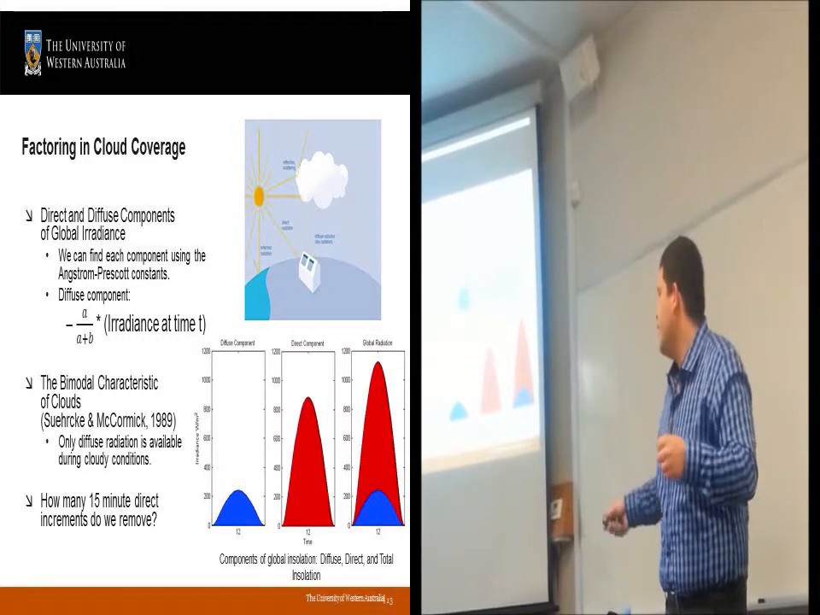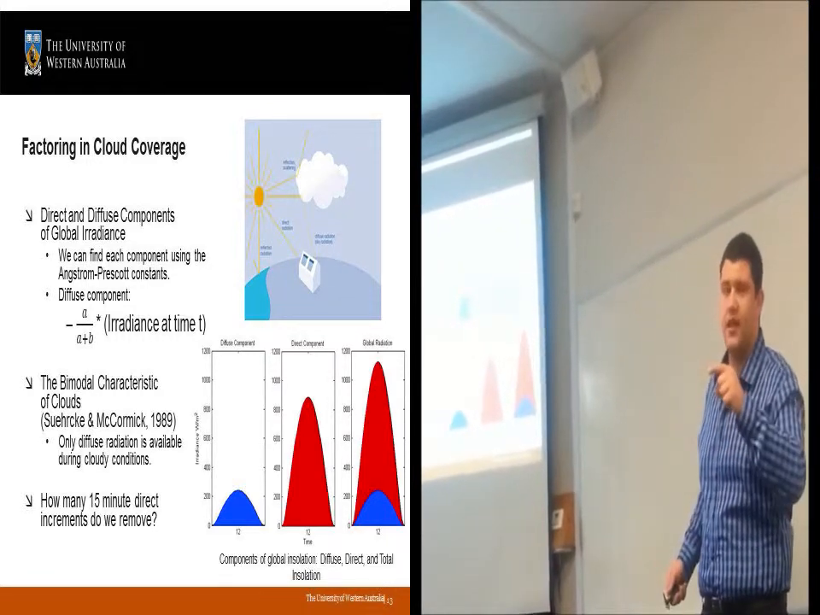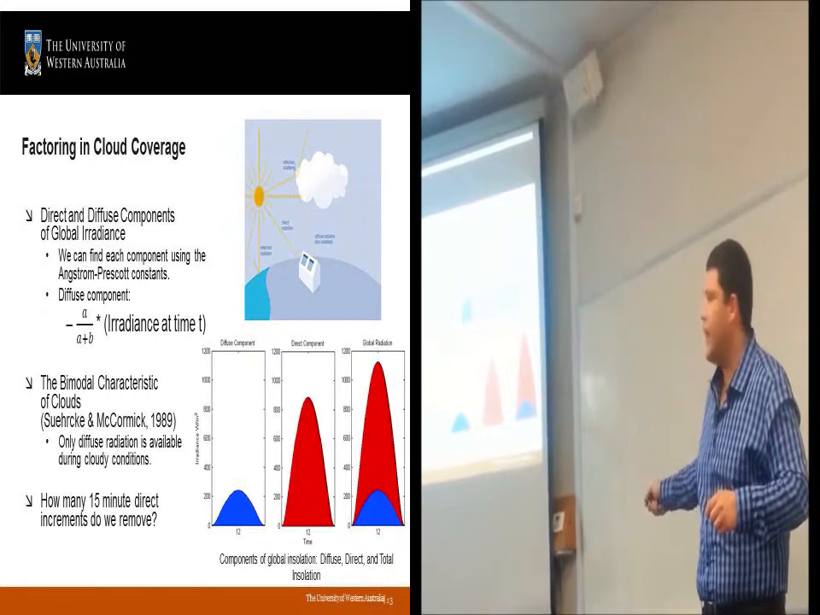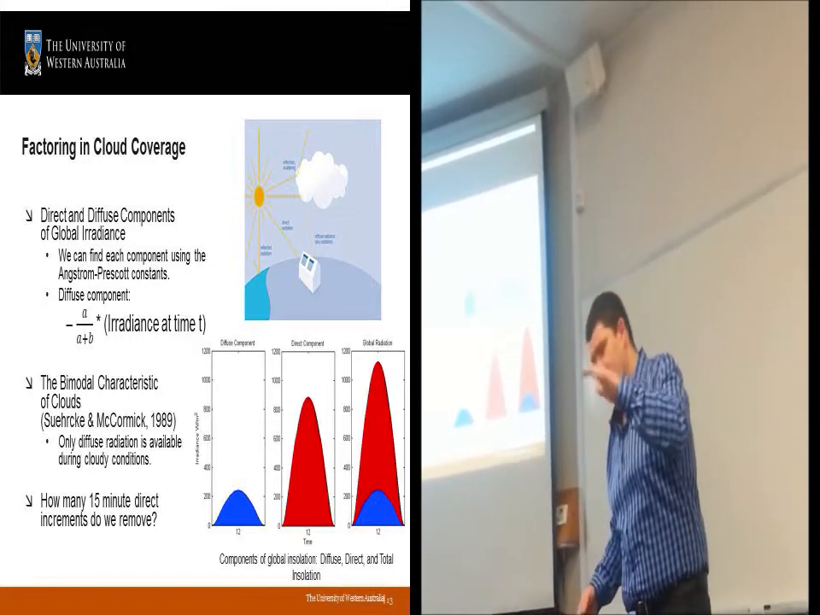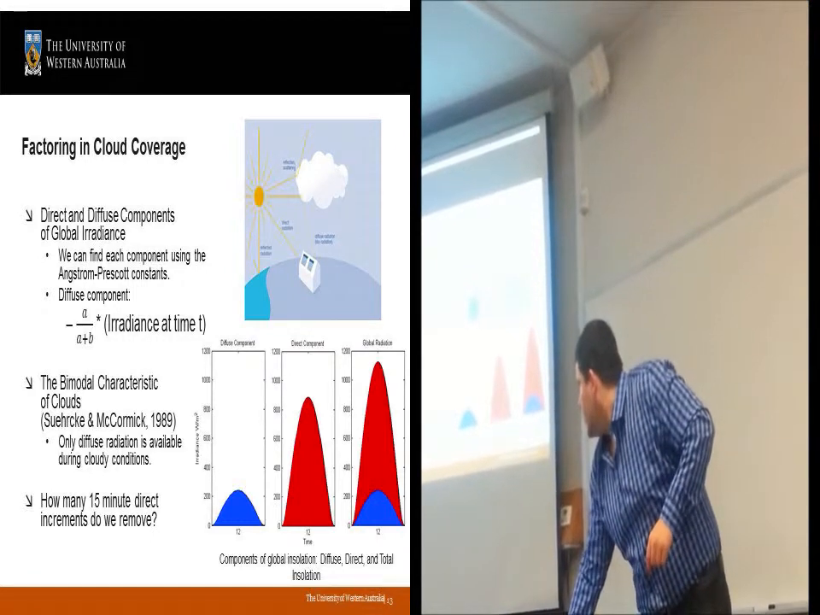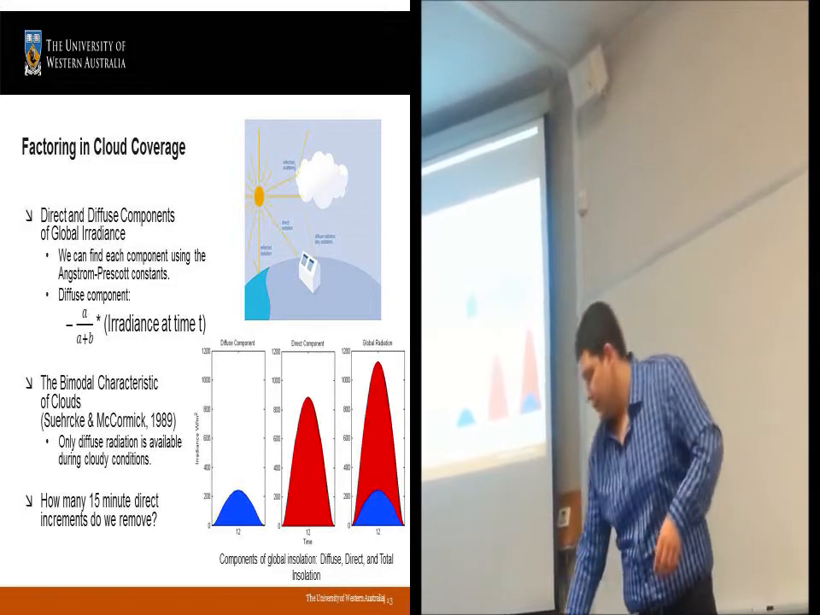We can use increments to represent cloud coverage. So we can take away a 15-minute increment from this direct component, and that will be modeling a cloud passing overhead. So now we need to ask ourselves, how many 15-minute increments do we need to remove?